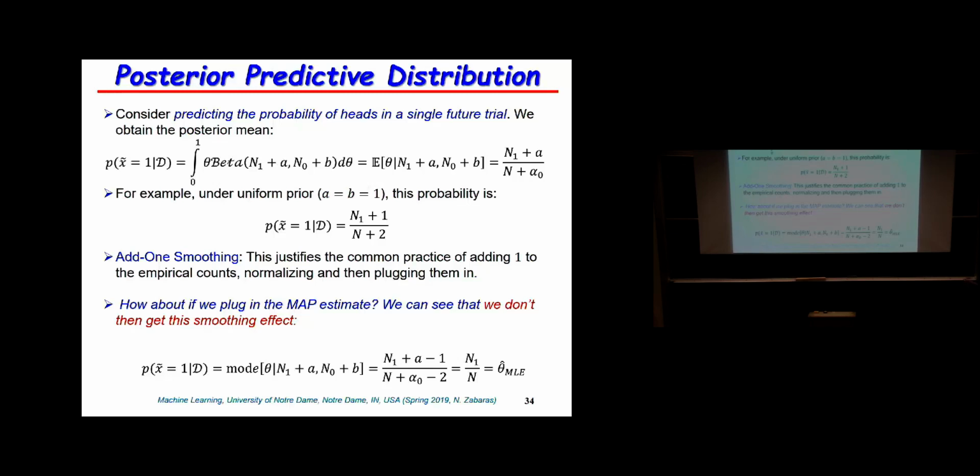And if you look carefully at this predictive distribution, you know what it is? It is really the expected value of the posterior.